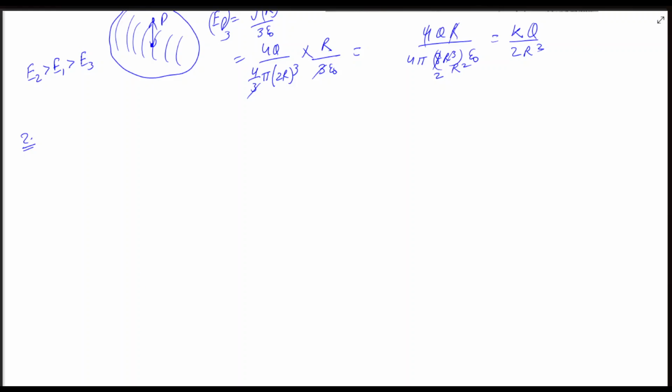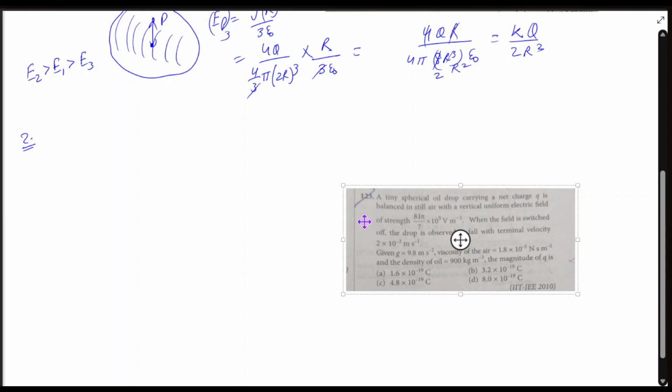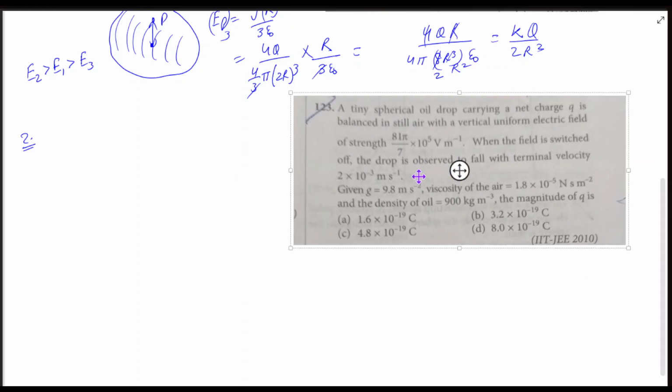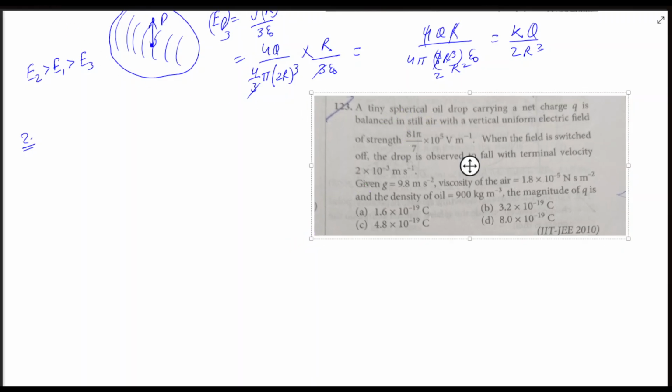Now let's move on to our second question. Here we are given a tiny oil drop having charge Q, which is balanced in still air with a vertical electric field of strength E. If it is balanced, then mg will be acting downward and qE will be acting upward, so the first equation is mg equals qE. Next, when the field is switched off, the drop is observed to fall with the terminal velocity.